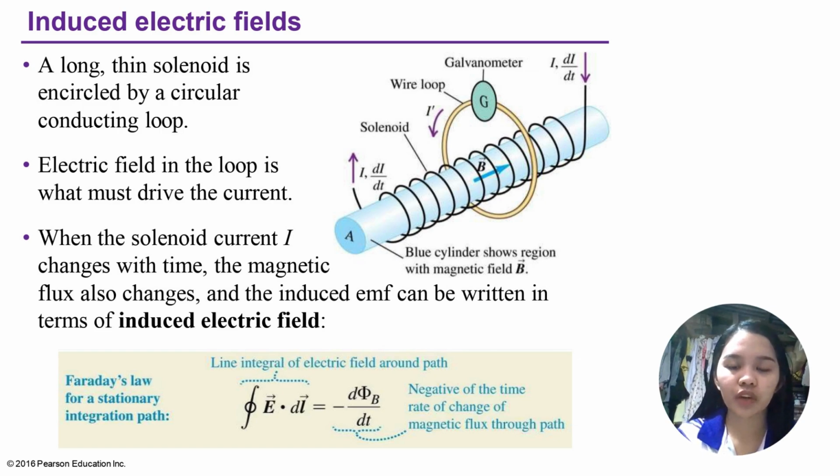So changing magnetic fields can also create electric fields. Imagine a long solenoid encircled by a conducting loop. If the current in the solenoid changes, the magnetic flux through the loop changes. This changing flux induces an electric field within the loop, which is what drives the current. This relationship is described by the equation shown, relating the line integral of the electric field to the rate of change of magnetic flux.